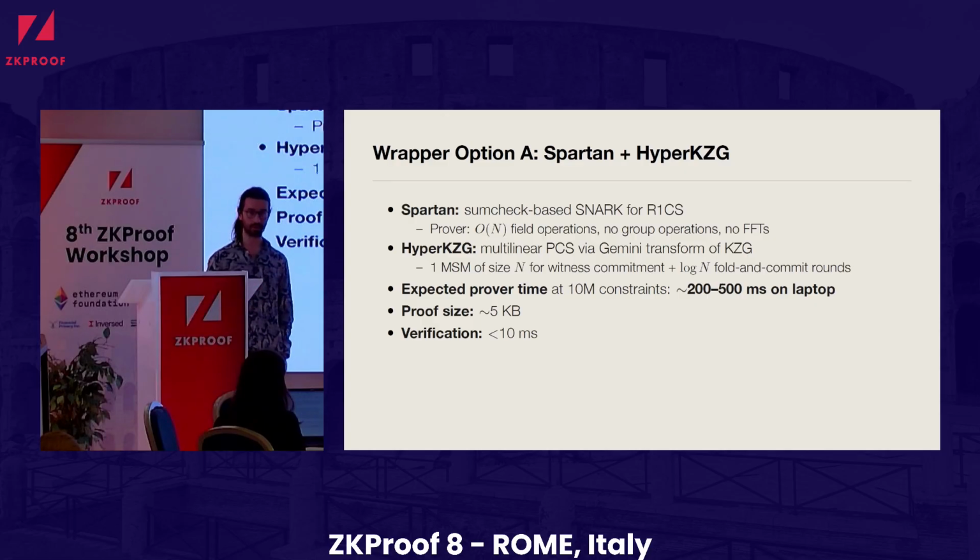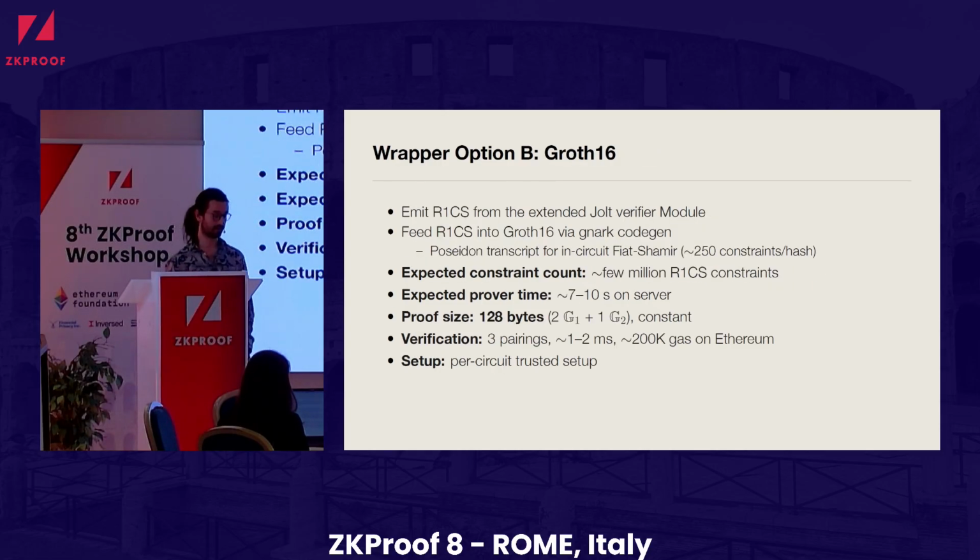So just to quickly mention the two approaches. Option A, in which we prove our R1CS with Spartan and HyperKZG, and this is quite fast on a laptop for the prover. The proof size is a bit bigger than with Groth16, and the verifier is less than 10 milliseconds. The second option is Groth16. It takes a bit longer for the prover to run, around 7 to 10 seconds. The proof size, as we all know, is quite small, and it requires a trusted setup.